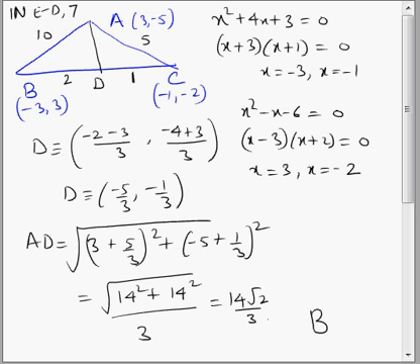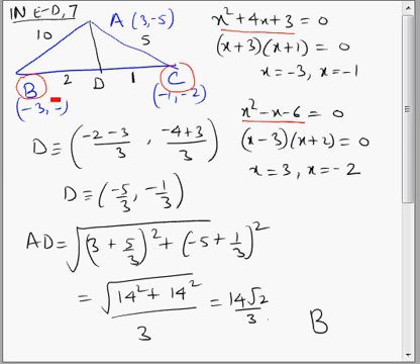Now this is straight lines question number 7. In this question, two quadratic equations are given, x square plus 4x plus 3 equal to 0, and another, x square minus x minus 6 equal to 0. It is given that the x coordinates of points B and C are roots of the first, and their y coordinates are roots of the second.